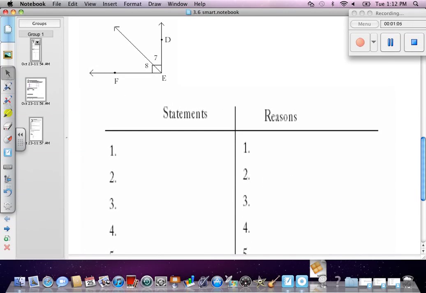We start with writing down the given. So ED is perpendicular to EF, and that's given. Okay? So the first thing I think we should prove is that EF and ED form a 90-degree angle.